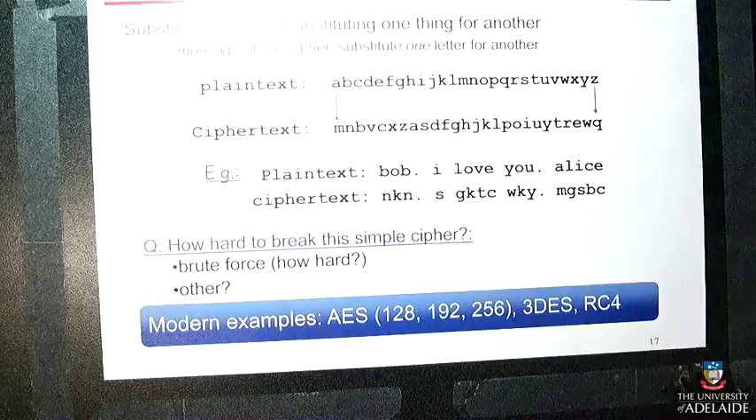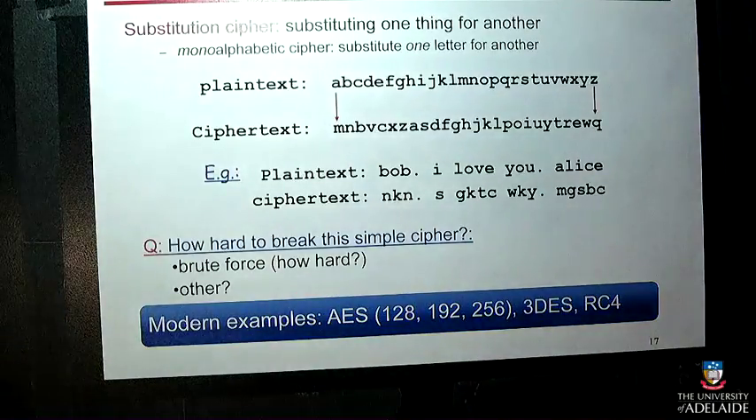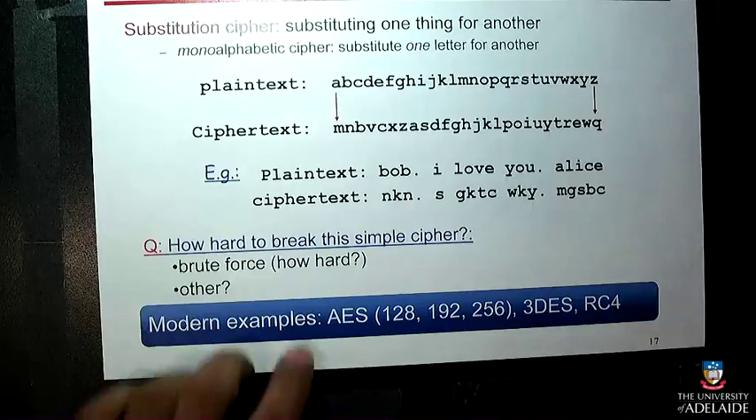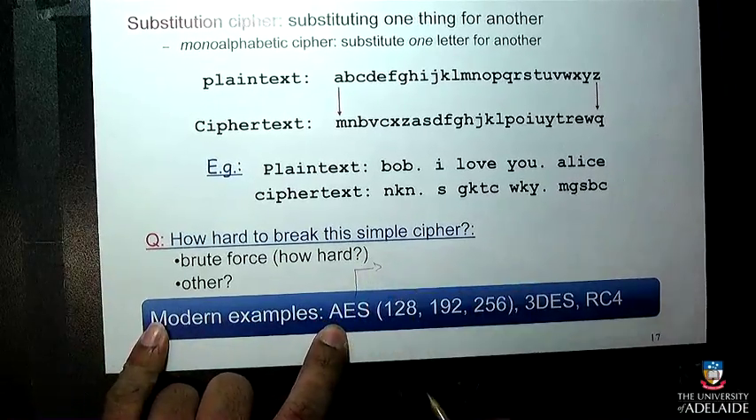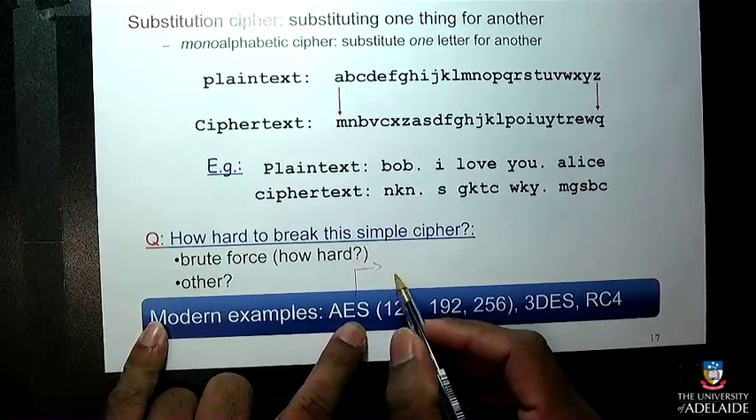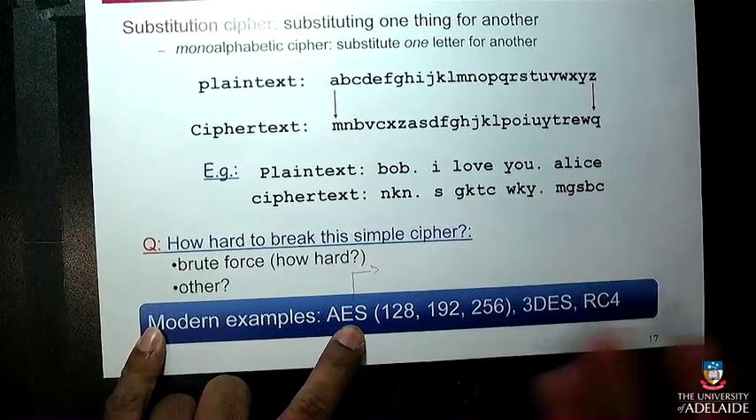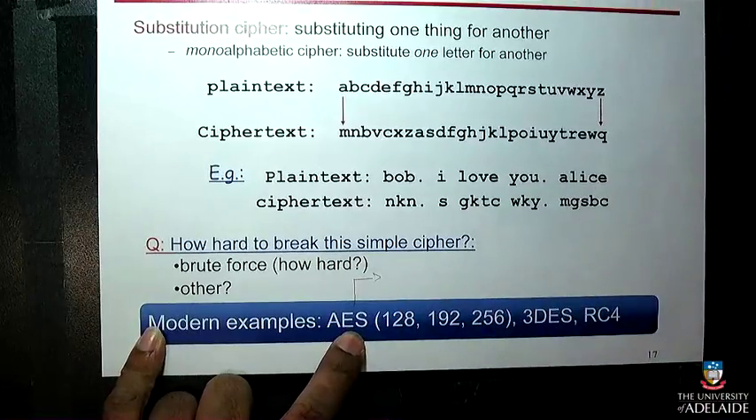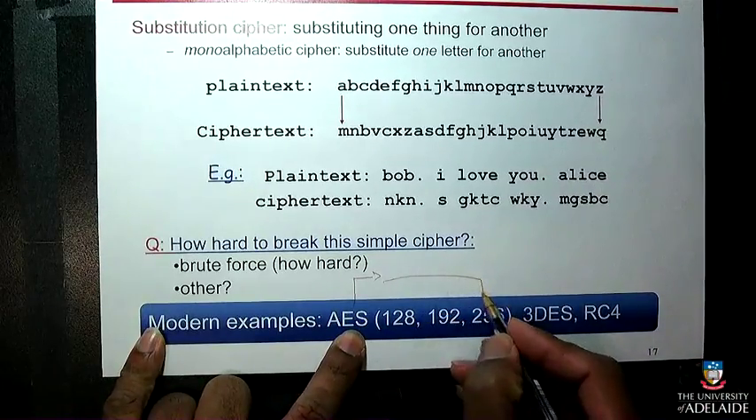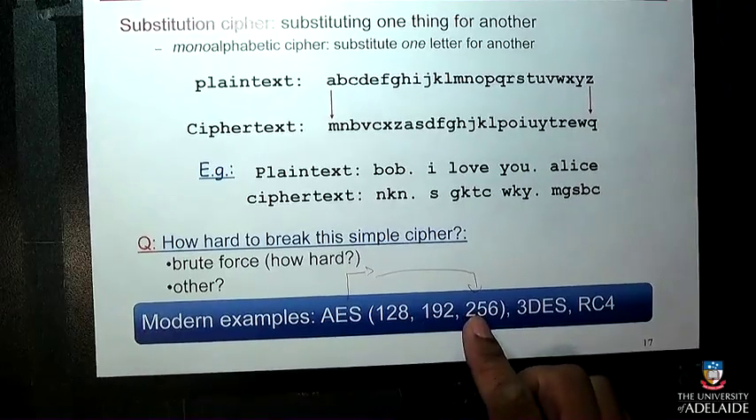So here are modern day examples of symmetric key encryption. You may have heard of the Advanced Encryption Standard. It's a standard, so it doesn't tell you what the algorithm inside is. There was a contest, an algorithm was chosen, and now it's a standard. So AES is a standard, and there's a 256-bit key version of it, which is what you should use.